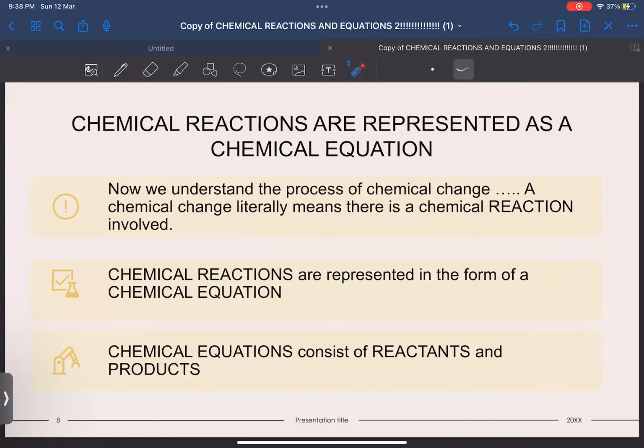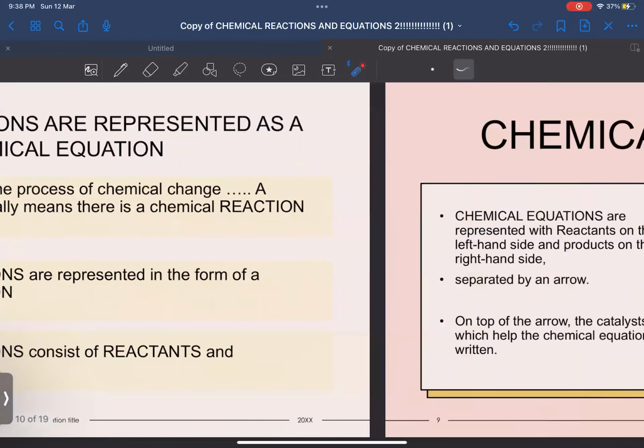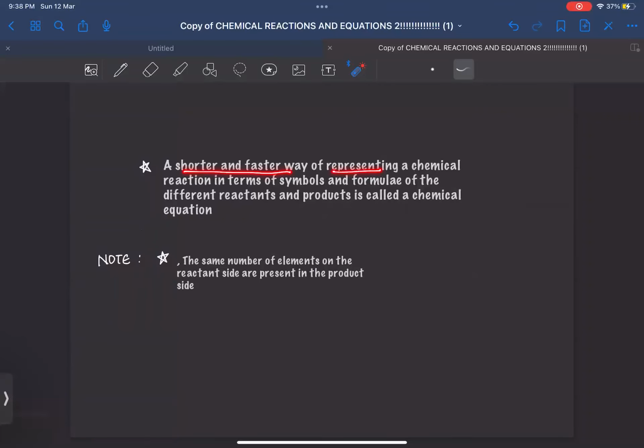But if you want to simply explain a chemical reaction using symbols of the elements and symbols such as plus, equal to, and arrow, we get a chemical equation. A chemical equation is basically a shorter and faster way of representing a chemical reaction in terms of symbols and formulae of different reactants and products. So, this is what a chemical equation is. Chemical equations make your chemical reactions easier to put into words.